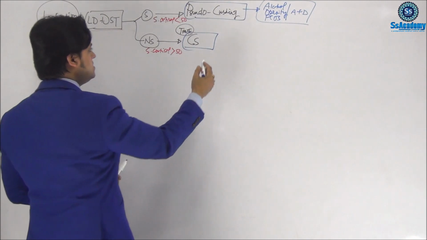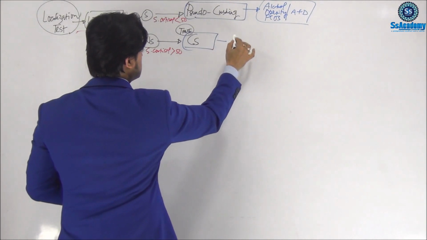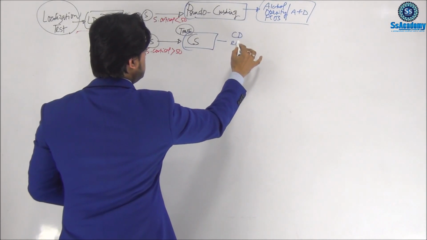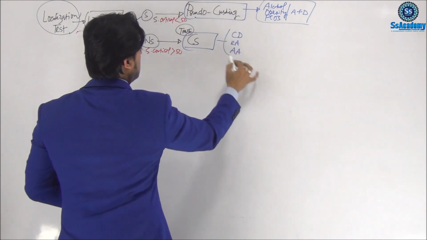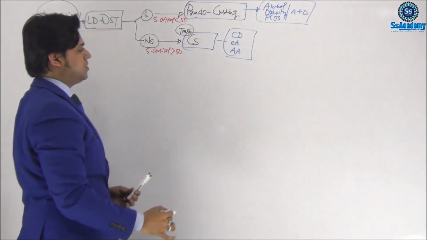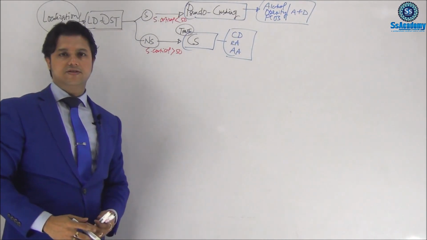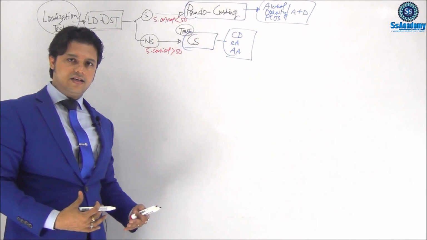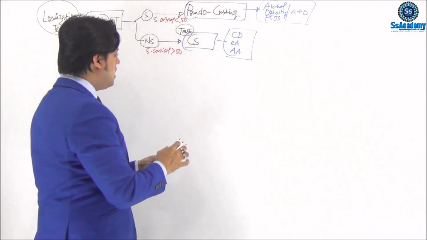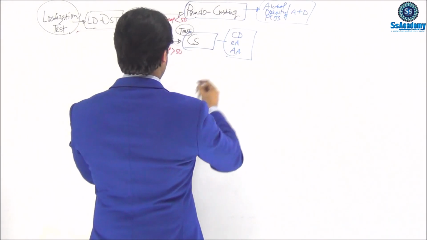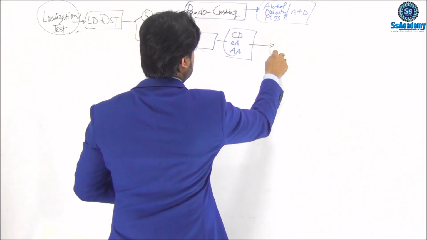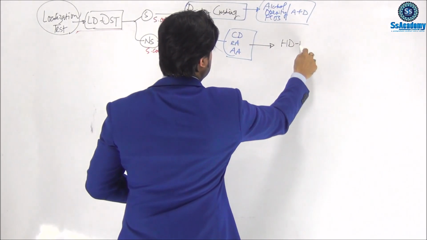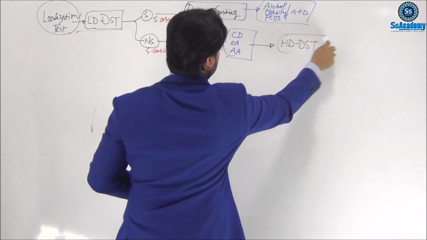True Cushings means CD, EA and AA. I hope that you now got what I am talking about. CD is Cushing disease, EA is ectopic ACTH and AA is adrenal adenoma. So now what next? The next test we do is the HD-DST.